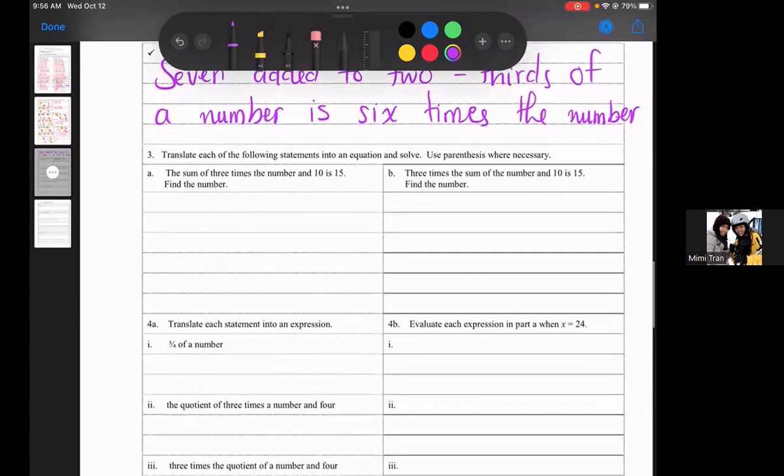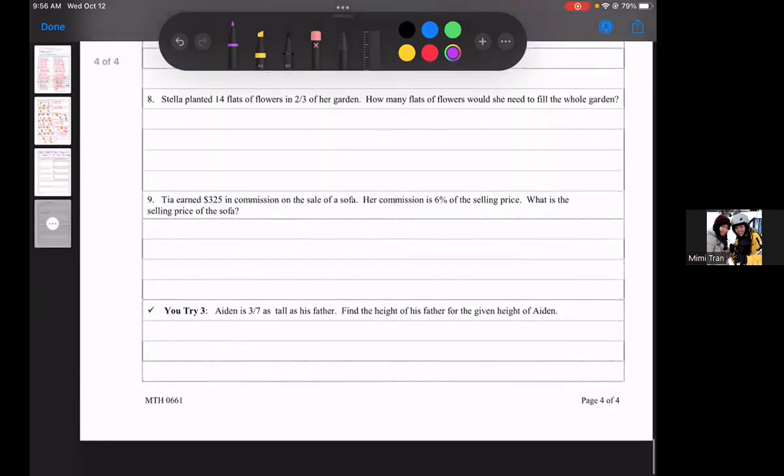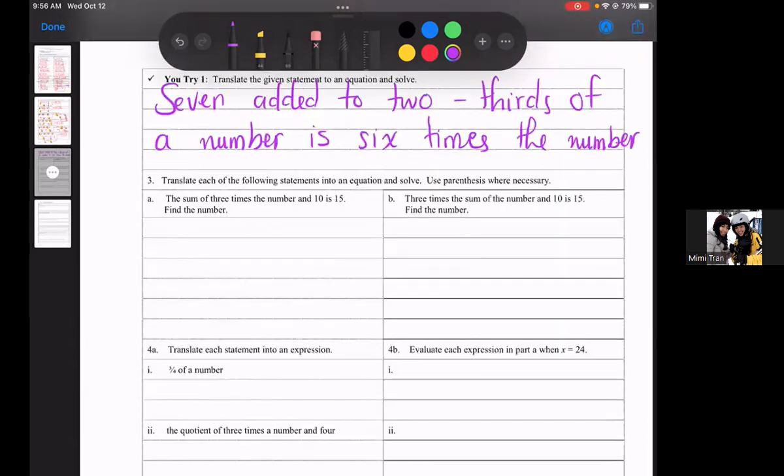All right. How long? How much? All right, we're almost there. 2 more pages. Translate each of the following statements into an equation and solve. Use parentheses when necessary. The sum of 3 times the number and 10. You gotta know how to do this. The sum means add, right? 3 times the number means 3x, and 10 equals 15.